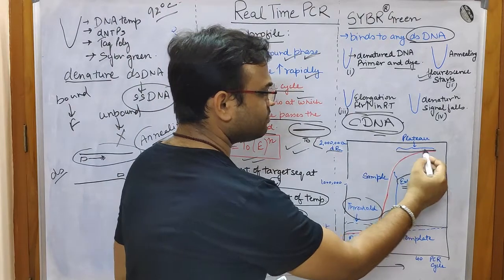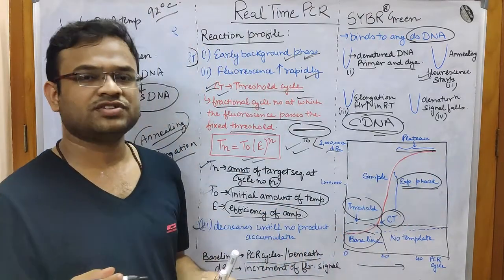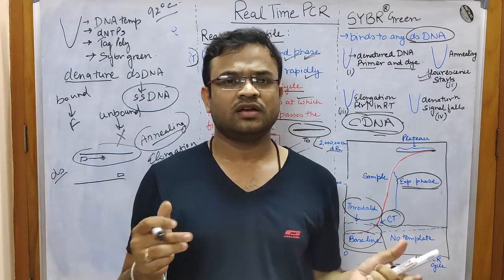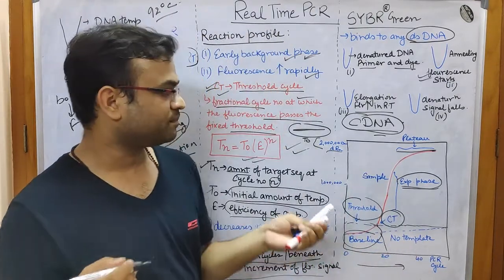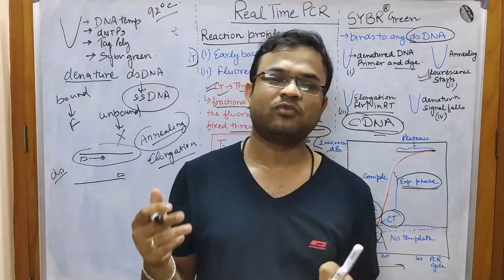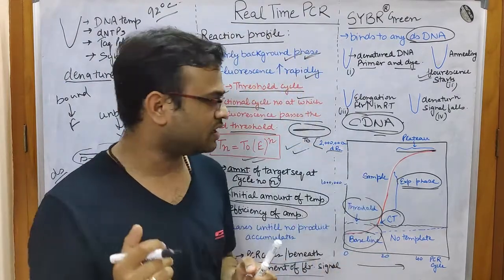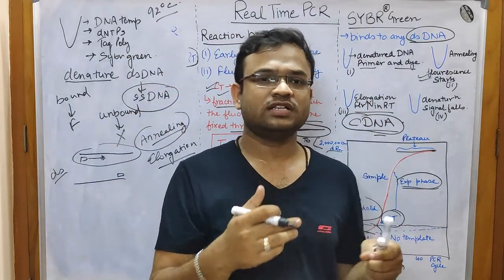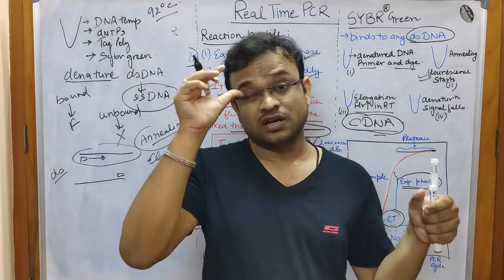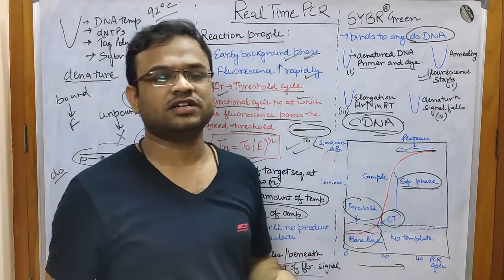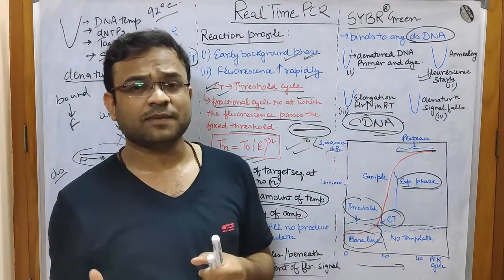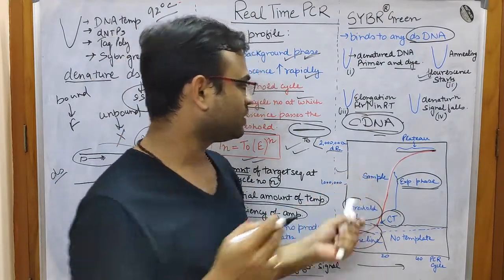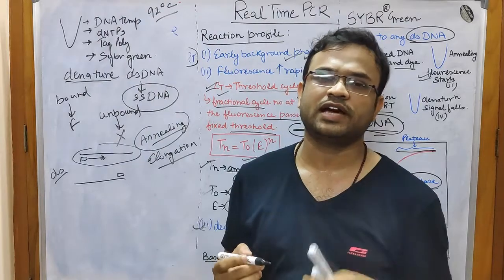Here after this part there is no amplification. Why? Because the effect, basically the affinity, of the Taq polymerase goes down significantly. Why does this happen? Because the tube becomes so crowded, there is so much product, there is so much turbidity in the tube that the function of the Taq polymerase becomes hampered. So this was basically the graph related to real-time PCR.